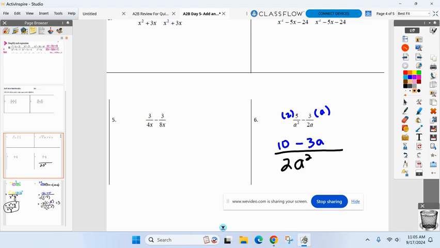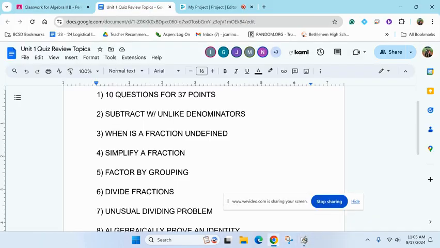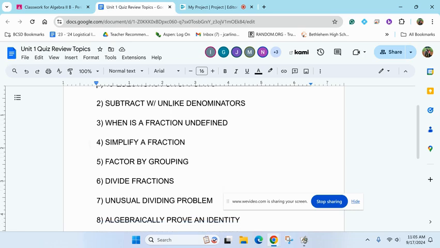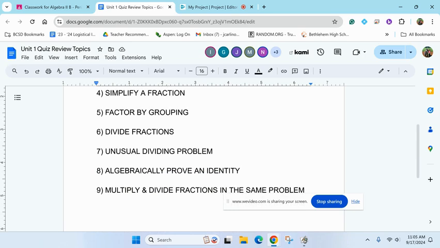Here's what I'm going to do if there are no questions there. Take a look at your Chromebook, please. And guys, I'm not even joking around with this one. I went question by question and wrote down the topic. So number 1 tomorrow, subtract with unlike denominators. Number 2 tomorrow, when is a fraction undefined? I want you to look through those topics right now and tell me what you're unsure about. Can you go a little deeper for me? And then I'll find a problem on your review that corresponds to that topic.